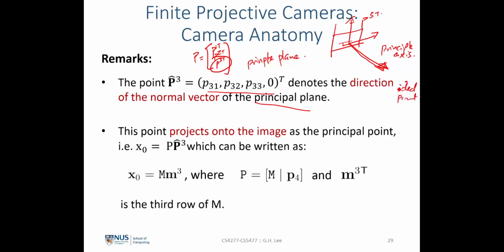This ideal point over here in the direction of the principal axis, given by P hat 3, actually projects onto the image at the principal point. This can be mathematically given by this projection over here, where P3 hat represents the ideal point, and it is projected by the projection matrix onto x0, which represents the principal point. And we can rewrite this relation as capital M multiplied by M3, where the capital M here represents the first 3 by 3 entries of the camera projection matrix, and M3 represents the third row of this 3 by 3 M matrix, which is rewritten as M1 transpose, M2 transpose, and M3 transpose over here.